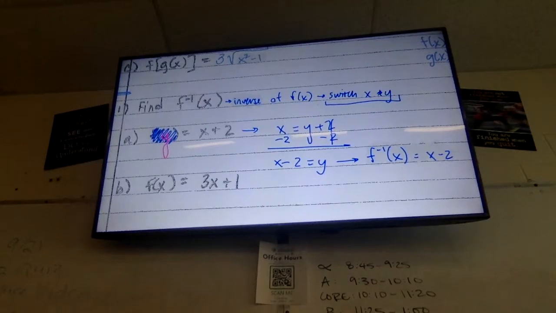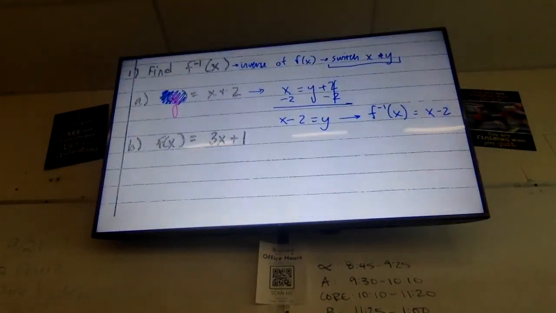Okay? Similarly for the next one, I'm going to think about getting rid of that f of x. That's the same thing as y. And now I'm going to flip. I'm going to switch where my x and y are. Instead of saying y equals 3x plus 1, I'm going to say x equals 3y plus 1. Notice how I leave the 3 where it was, I leave the x where it was, the 1 where it was. The only thing that physically moved was my x and my y.